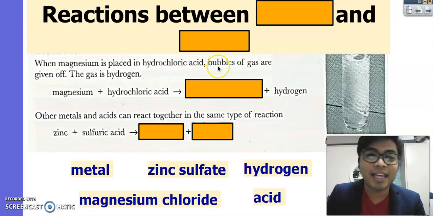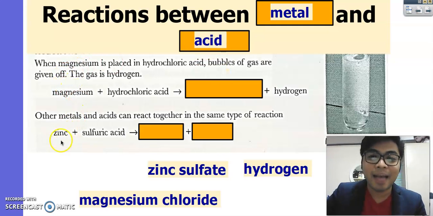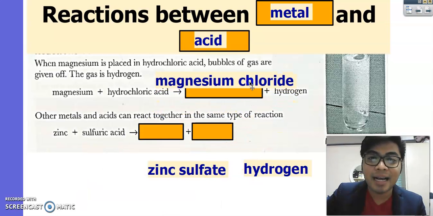Okay, so we're going to identify what the result is if we react a metal and an acid. One example here is magnesium, a metal, which we react with a very reactive acid we call hydrochloric acid. If they react, bubbles of gas are given off, and the gas is called hydrogen. Therefore, our chemical equation will be magnesium plus hydrochloric acid yields magnesium chloride plus hydrogen. Okay, I want you to take note of that.